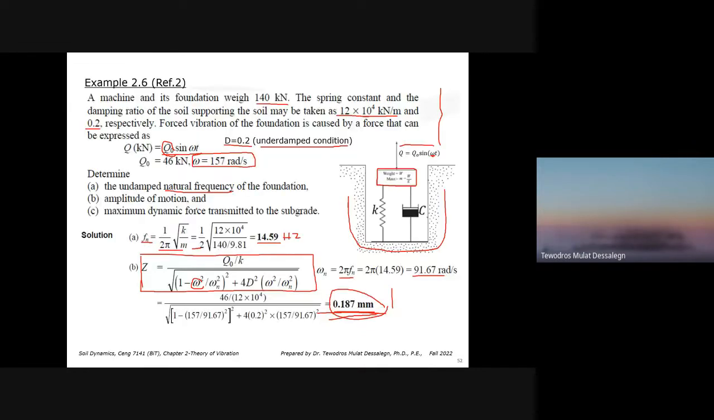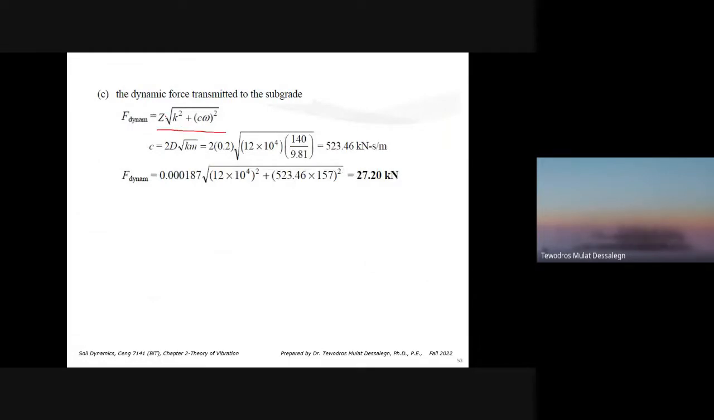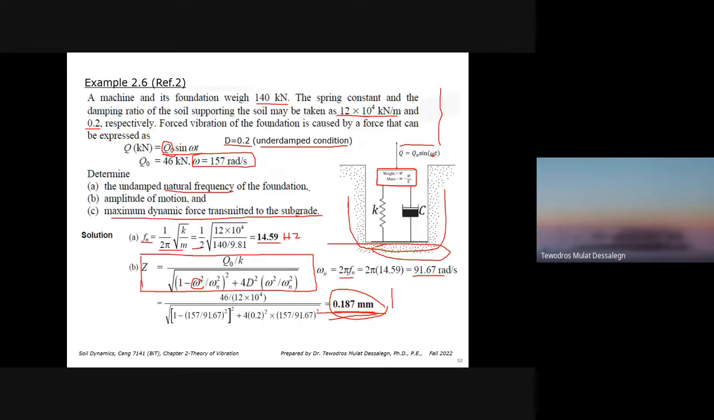And the third case is to find the maximum dynamic force transmitted to the subgrade. The maximum force going from the machine foundation through the block, through the spring and damping, finally to the soil, we know is given by Z, the amplitude of motion, times the square root of K squared plus the damping of the soil times the forcing frequency, squared. The damping of the soil you can calculate from the critical damping and the damping ratio given. Damping ratio 0.2 is given on the previous page, right here.